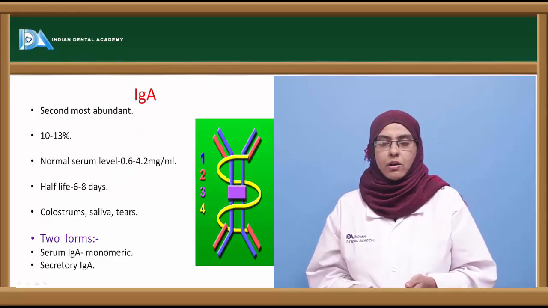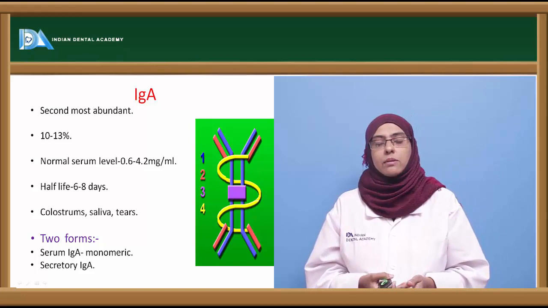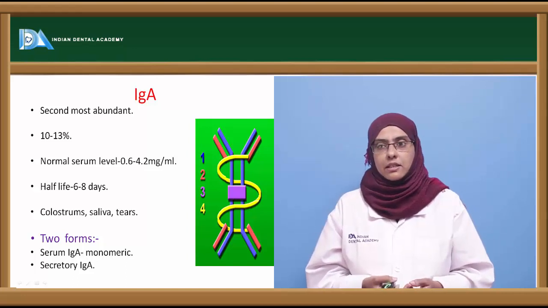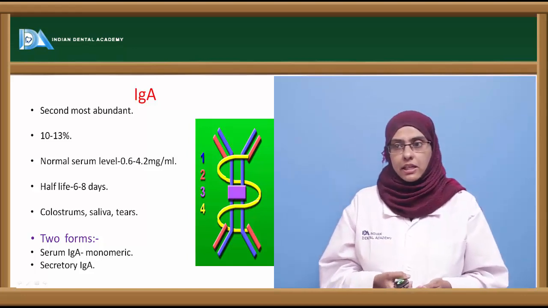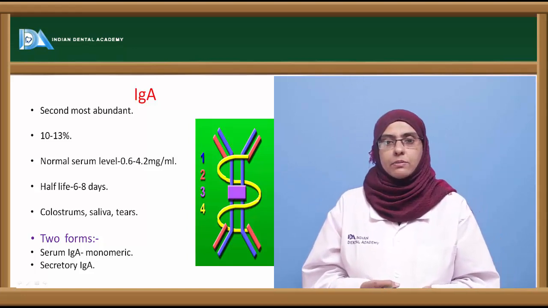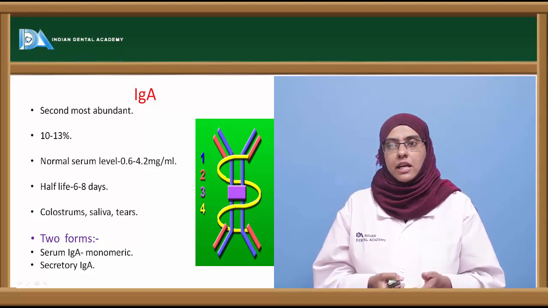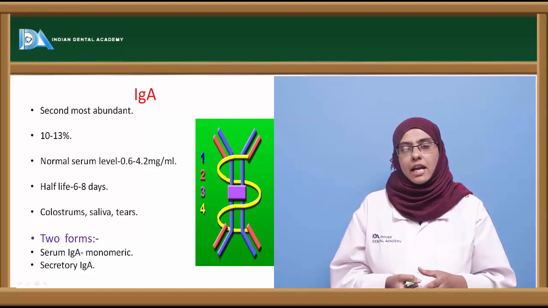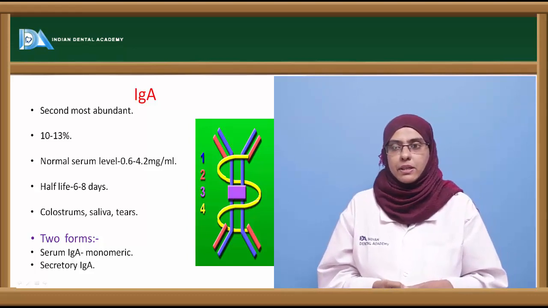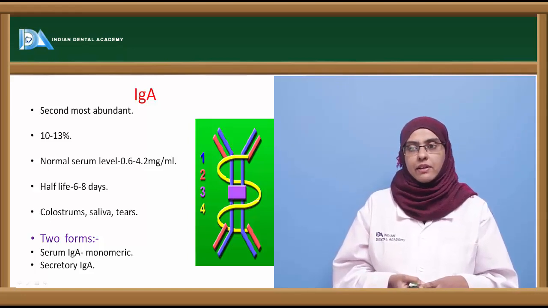Next, the next type of antibody is called IgA, immunoglobulin alpha. That is the second most abundant in human serum, and it is about 10 to 13% of the total serum proteins. This IgA antibody is called the secretory antibody because it is mostly seen in secretory fluids such as colostrum. It is seen in tears, and it can also be seen in sweat. The normal serum level of this IgA antibody is around 0.6 to 4.2 mg per ml, and the half-life is around 6 to 8 days. It is present in the colostrum, the first milk, and it is seen in saliva and tears.